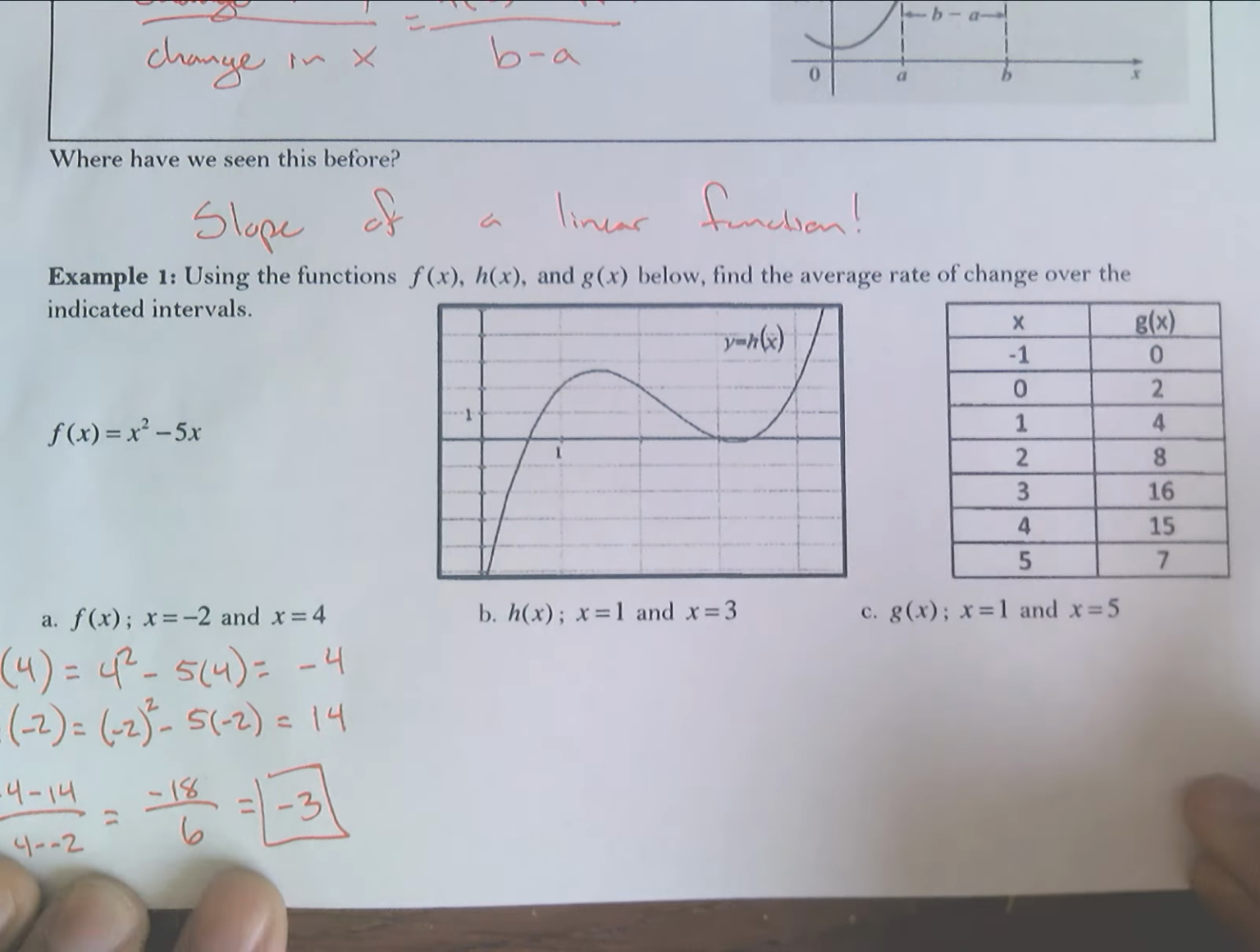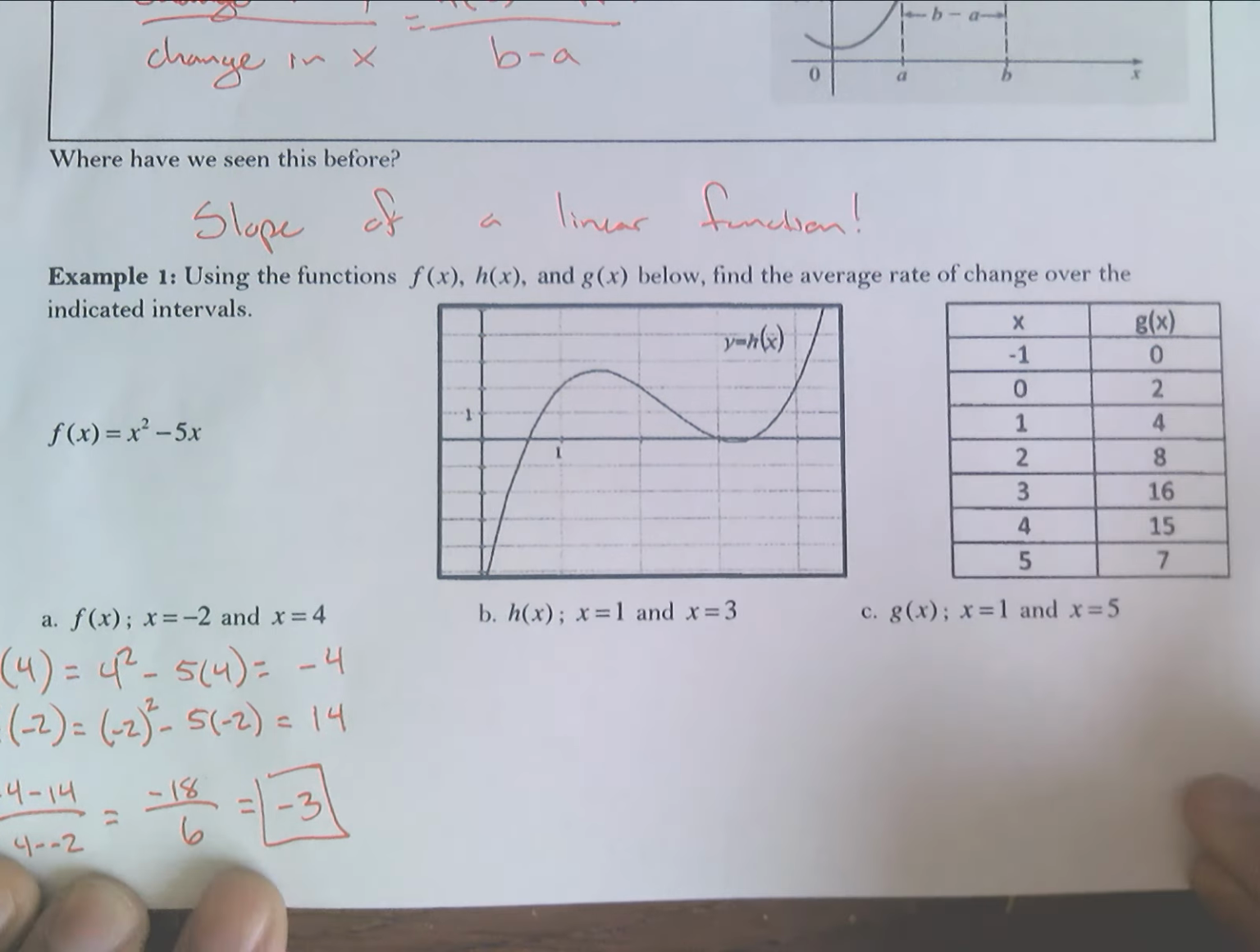So then h of b, h of 3, is 0. And why don't I go ahead and write that? So h of 3 minus h of 1 over b minus a, 3 minus 1. Okay, so h of 3 is 0, minus h of 1 is 2. We find that from the graph. Those are our function values at 3 and 1.